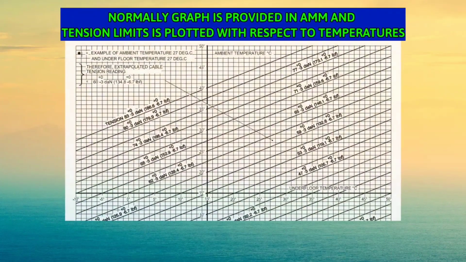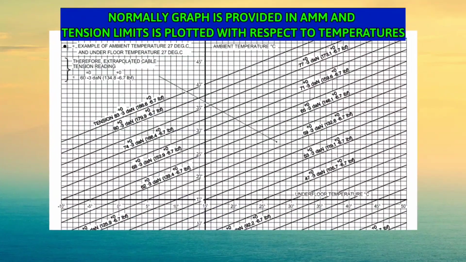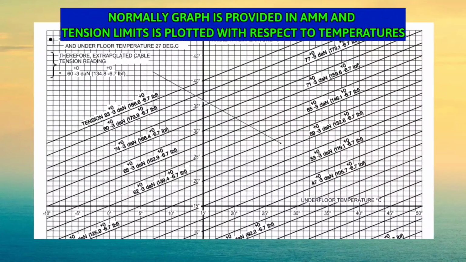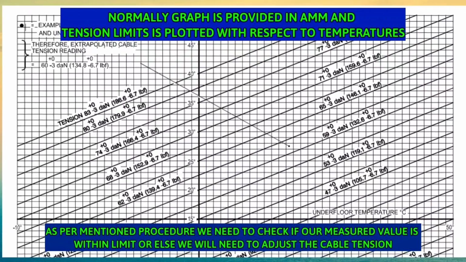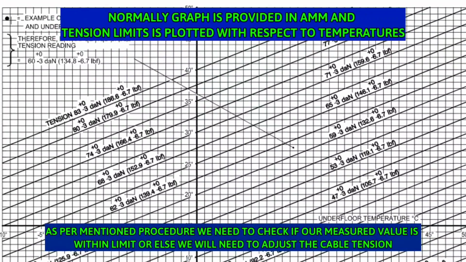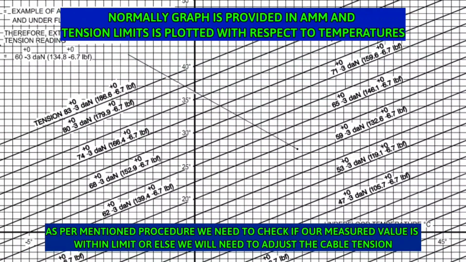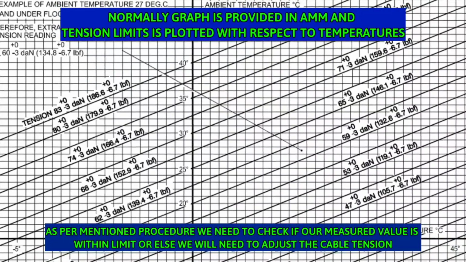We will refer to the AMM for the limit. Normally a graph is provided in the AMM and the tension limit is plotted with respect to different temperatures. As per the mentioned procedure, we need to check if our measured value is within limit, or else we will need to adjust the cable tension.